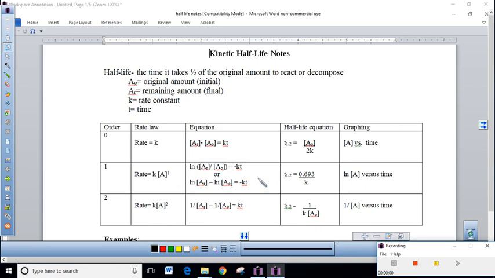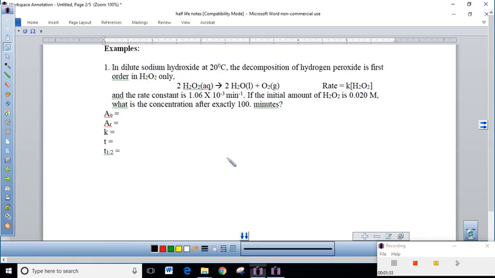Here are our equations, and we're just going to be plugging into those and solving. We're going to do 4 examples. Again, this is really pretty easy, so I don't think you'll have a hard time with it. So we're going to move on. First example: in a dilute solution of sodium hydroxide at 20 degrees, the decomposition of hydrogen peroxide is first order. It's important that it's telling us the order there.